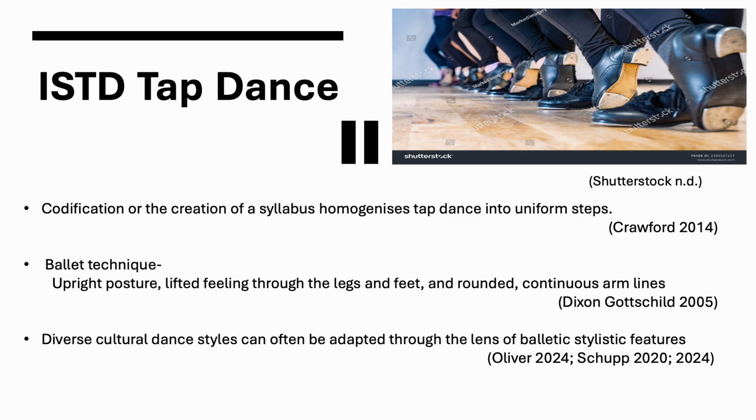In Eurocentric dance institutions, diverse cultural dance styles can often be adapted through the lens of balletic stylistic features, again assuming balletic technique as the one and only definition of technique. For example, the upright posture, lifted feeling through the legs and feet, and rounded continuous arm lines associated with ballet technique are often applied to tap dance, removing the black dance aesthetics. This could be described as whitewashing. Therefore, this would suggest that tap dance syllabi, like the ISTD, can strip tap dance of its historical African American influences in what and how it is taught.